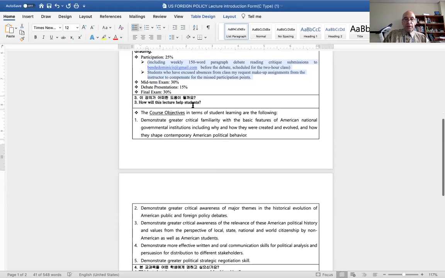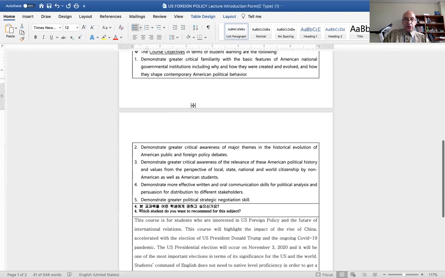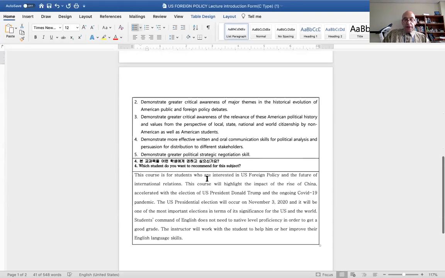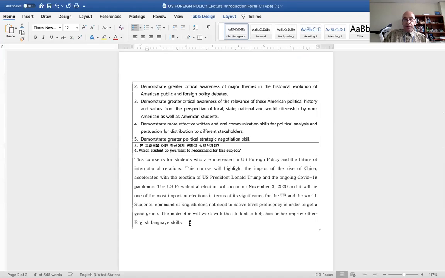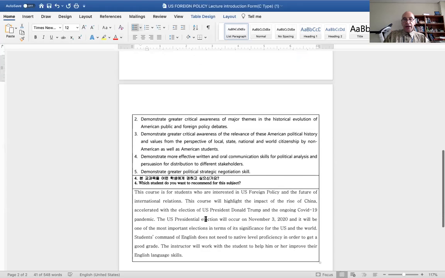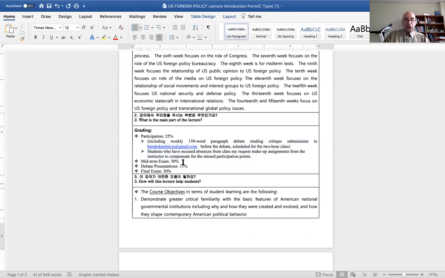And also to talk about your concerns about the class. Don't be concerned if your English is not perfect, if it's not native level proficiency. I will work with the students to improve their English. That's why this is in a midterm draft form. This can be adapted as well.